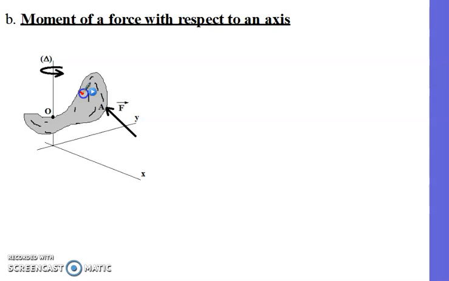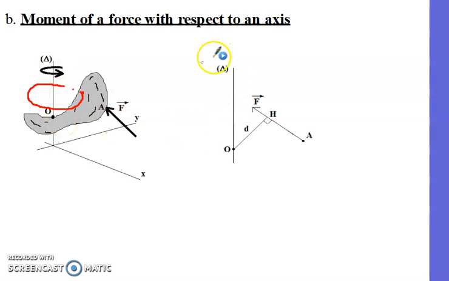So every point of this body will move along the circle, okay? Like this. Now what is the moment of this force with respect to delta? Here I have made a simple figure. This is the point of application A and this is F, which is neither parallel nor intersecting delta. Here is the perpendicular distance from the axis delta to the force, OH.